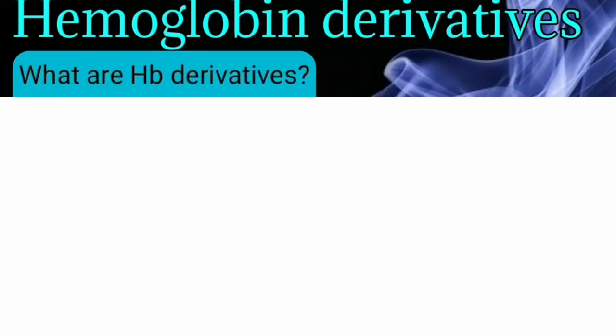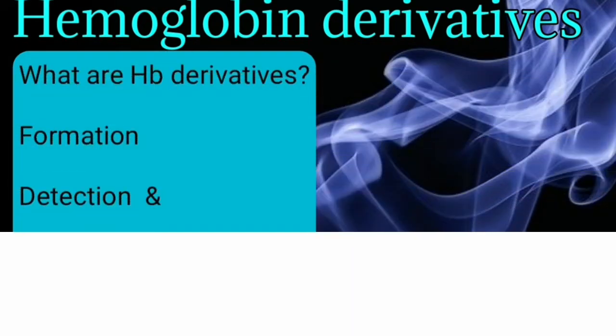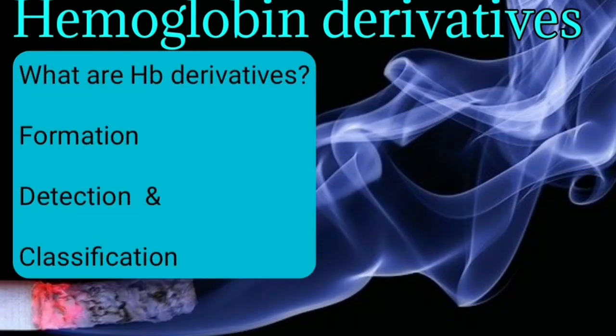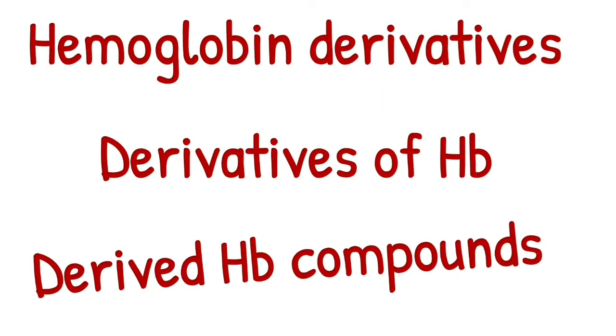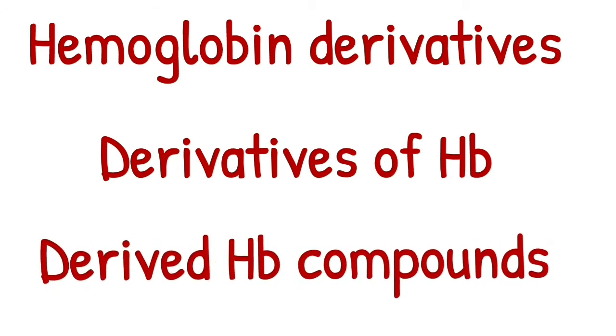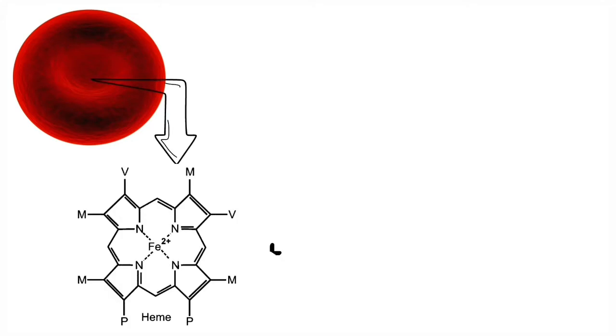This video is about hemoglobin derivatives. It includes what are hemoglobin derivatives, their formation, detection and classification. These hemoglobin derivatives are also called as derivatives of hemoglobin or derived hemoglobin compounds. The compounds which are derived from hemoglobin are called as hemoglobin derivatives. So these derivatives of hemoglobin are made by adding a group to the hemoglobin.